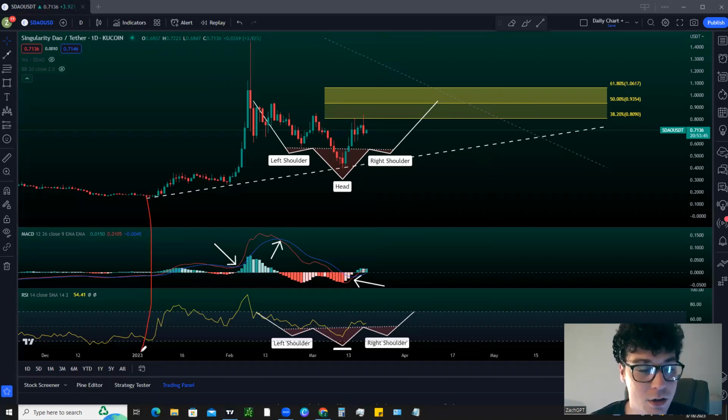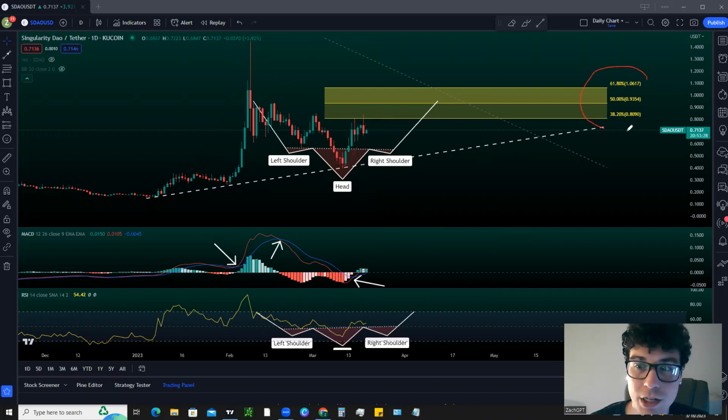Now, since the year has started off in 2023, you can see that we've had a very nice rally, and we're definitely in an uptrend. We've tested this trend line here about 4 or 5 times and bounced off of it, and we're currently trading above it.